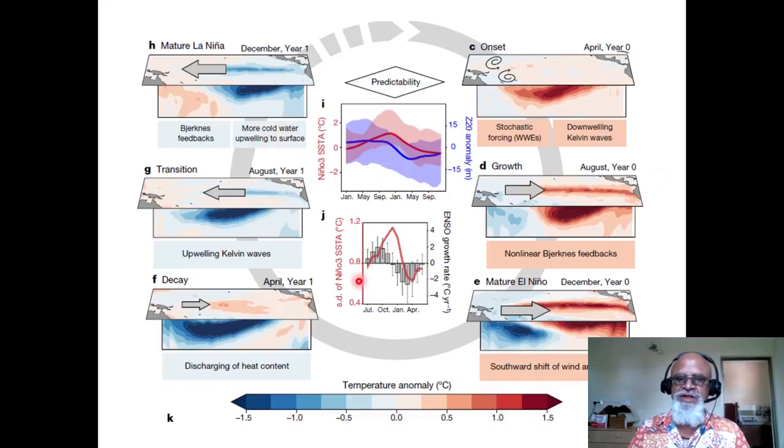Not necessarily, but you can see the standard deviation of Nino 3 going from about 0.8 to 1.2 or so, and then dropping off. This is the Nino 3 SSTA itself. This is the standard deviation. These are the growth rates of ENSO, so it's degrees centigrade per year.